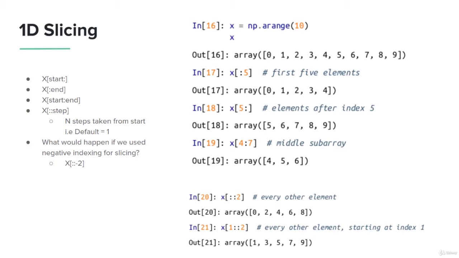This is followed by 2 colons, and what it does is that it takes n steps from the start, and the default value for that is 1. Let's look at an example. The line number 20 over here tells us that if we have x colon colon 2, there is no starting or ending, but there is a step that tells us 2. So it is telling us to read every index after skipping the next one, so read every other element. So 0, 2, 4, 6, 8, it is reading all the even index values.